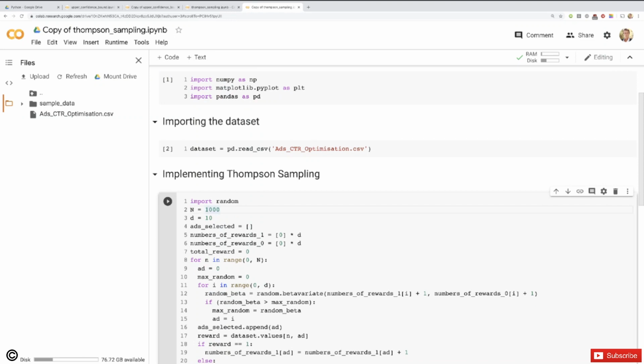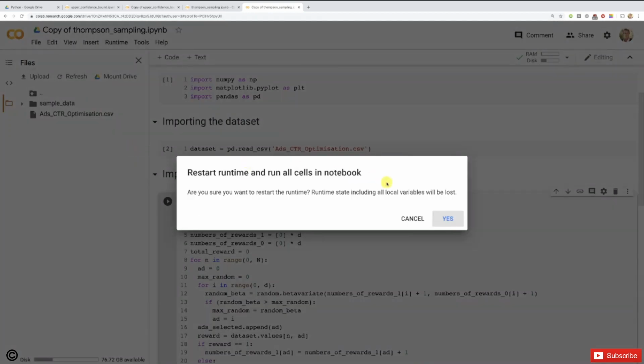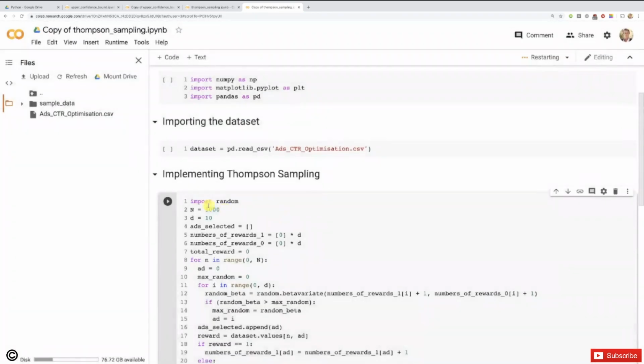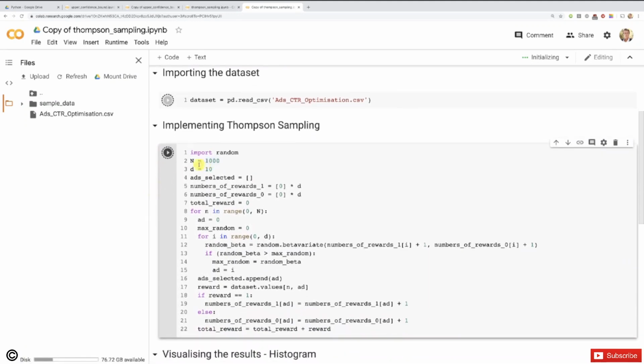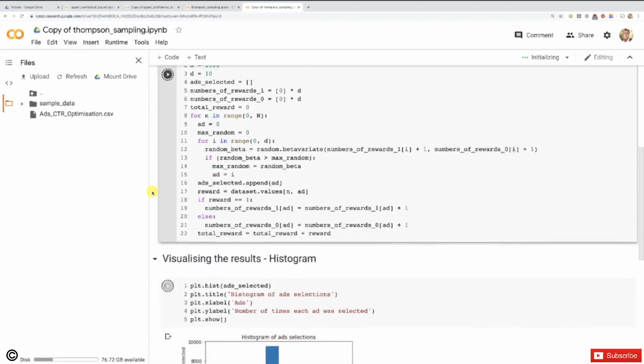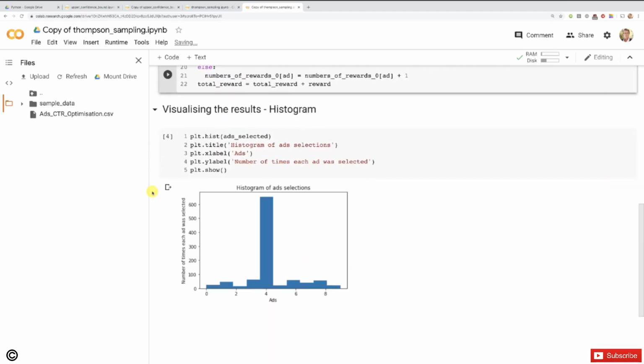All right. And then we're just going to do another runtime and then restart and run all, so that we can restart everything and rerun all the cells. So yes, here. And now all the cells will be running again with this 1,000 rounds now. And let's see the new results. And coming in a second, there we go.